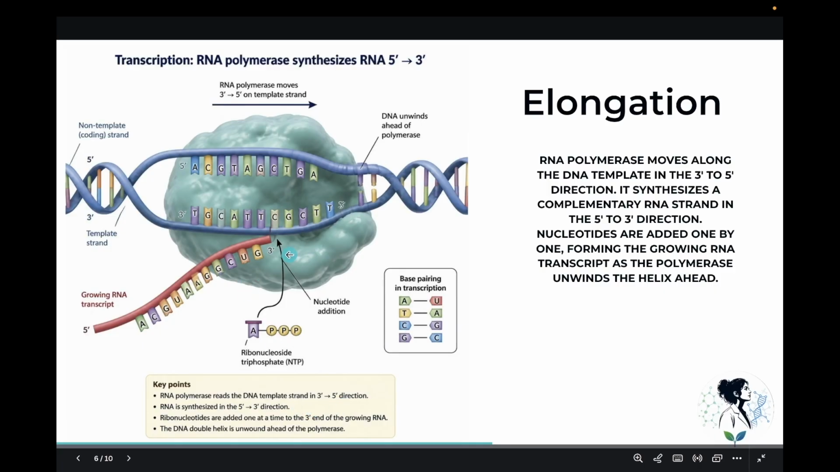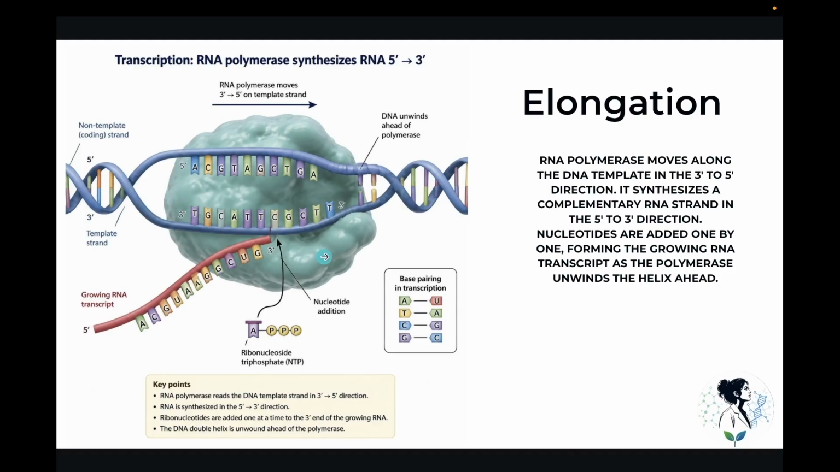And in the process of synthesis, ribonucleotides are added at the 3' end of the growing RNA. And this happens as follows. In place of the template strand, if A is present, it is converted to U. In place of T, A will be coming, C, G and G, C.